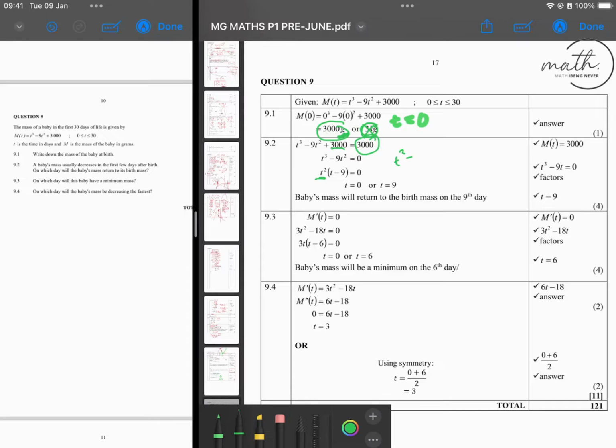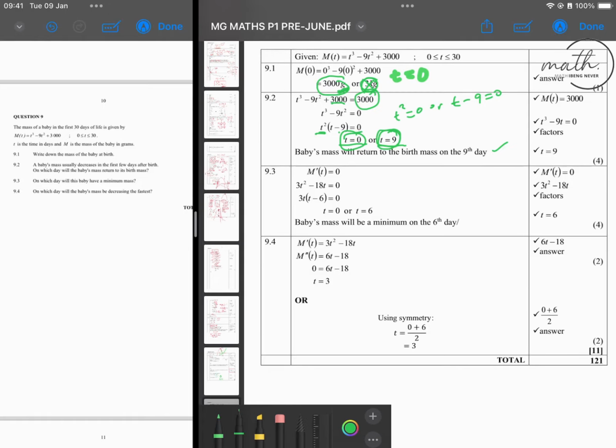Then t squared equal to 0, or t minus 9 equal to 0. So there's 0 this side. Then you solve, t equals 0 and t equals 9. That means t equals 0 means at birth, and t equals 9 means after 9 days. That's what they want.